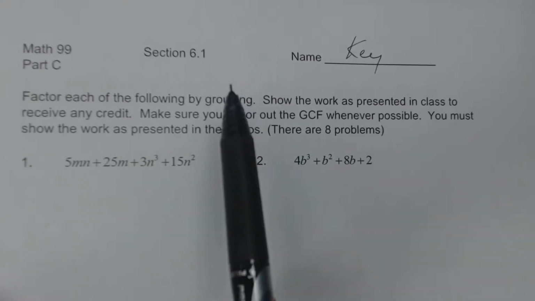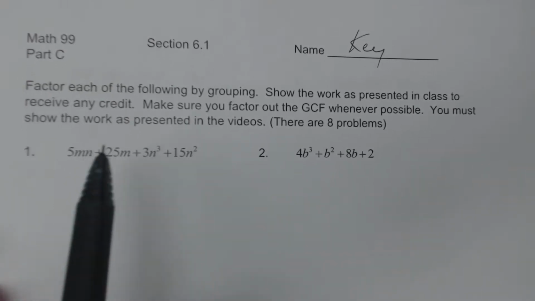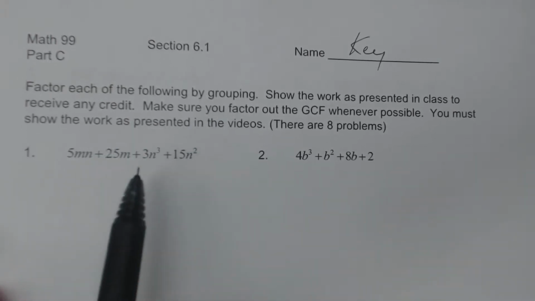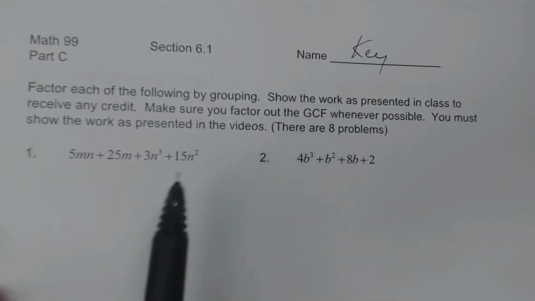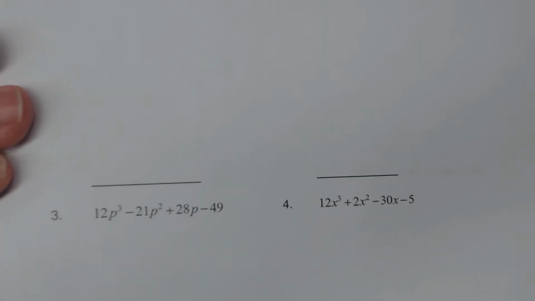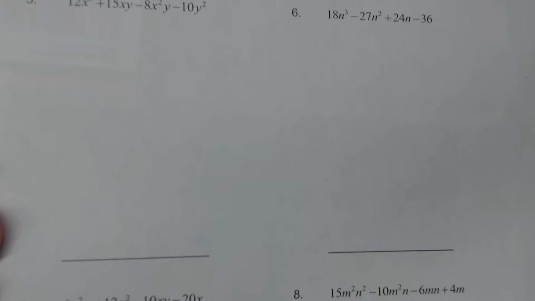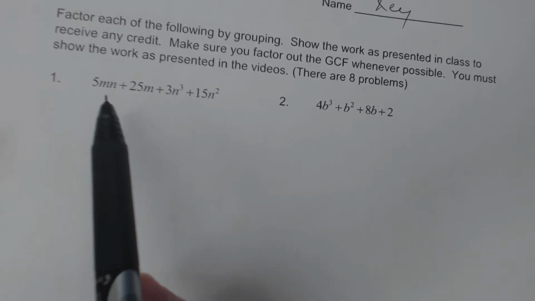Okay, so for section 6.1 part C, this is going to be the key. Now in section 6.1 part C, they wanted you to factor these polynomials using grouping. So you'll notice that all 8 problems, the first 4 and the last 4, have 4 terms. And when you have 4 terms, one of the methods you want to try is grouping. It may or may not always work, but in this section it does.